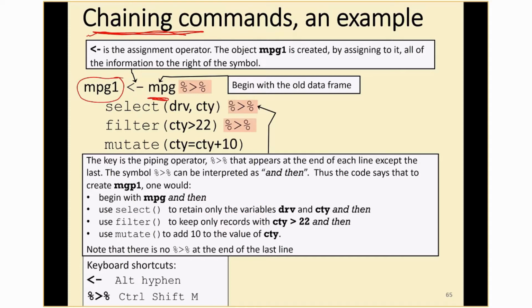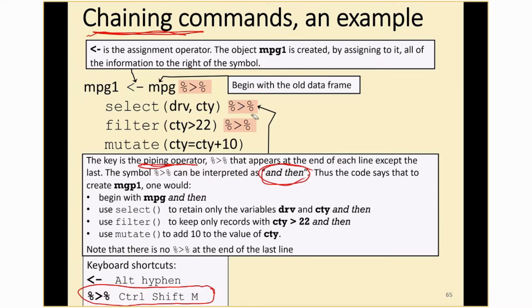That's where this operator comes in. This operator is referred to as the piping operator. It consists of the percent sign, the greater-than sign, another percent sign. A really useful keyboard shortcut is Control-Shift-M. Every time you see this piping operator, what should go through your mind are the words "and then."